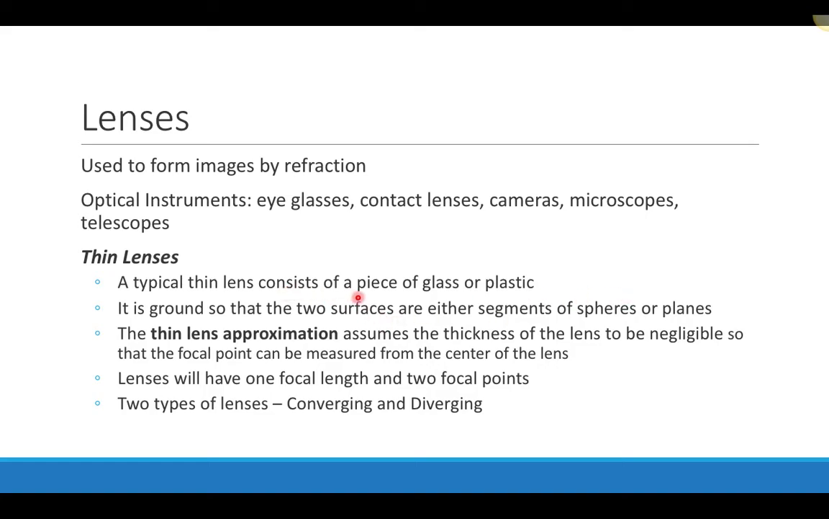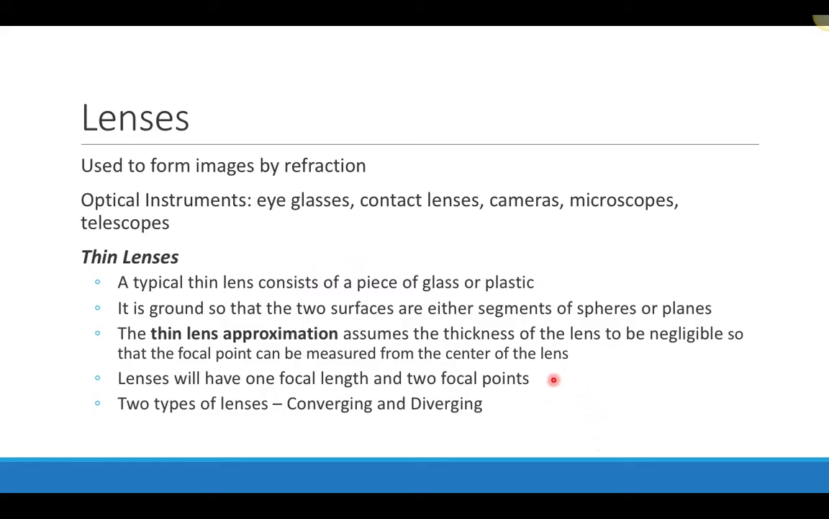So in other words, you take this thin piece of glass and then you grind it, so that it has some sort of an arc associated with it. And we use the thin lens approximation, which assumes that the thickness of the lens is basically negligible, so that we can measure what are called the focal points relative to the center of the lens. We can have thicker lenses, which would be thicker pieces of glass, but all of the pieces that we're going to talk about in this presentation are essentially extremely thin. Things like contact lenses are extremely thin. Even eyeglasses are relatively thin.